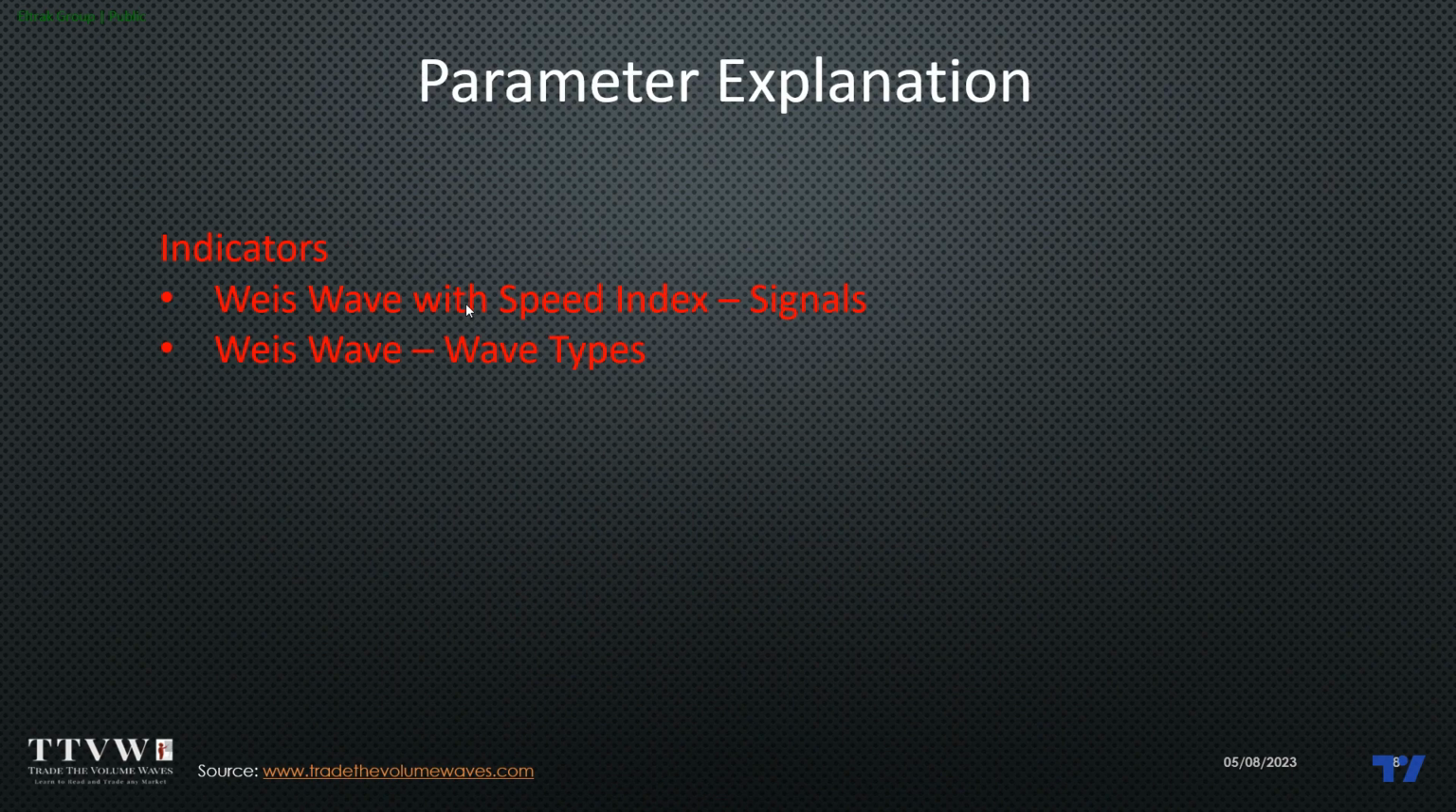So, the parameter explanation. Before we start, we need to note that this system contains two indicators, or two scripts, for TradingView: Weis Wave with Speed Index Signals, and Weis Wave Wave Types. All right, so let's start with the parameter explanation and I will jump into TradingView.